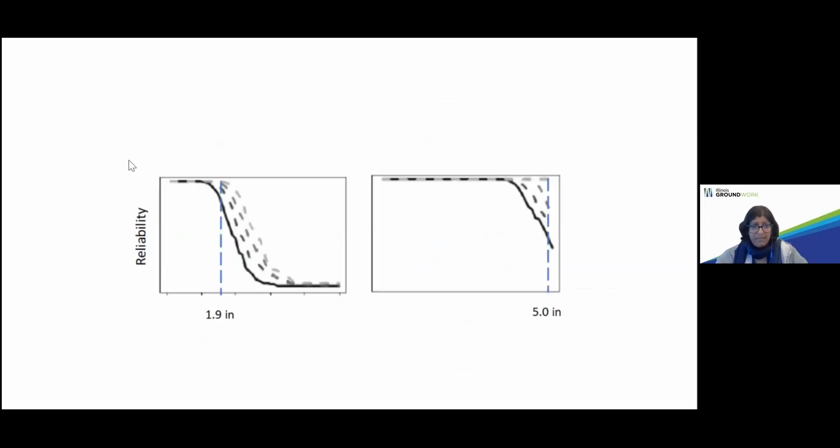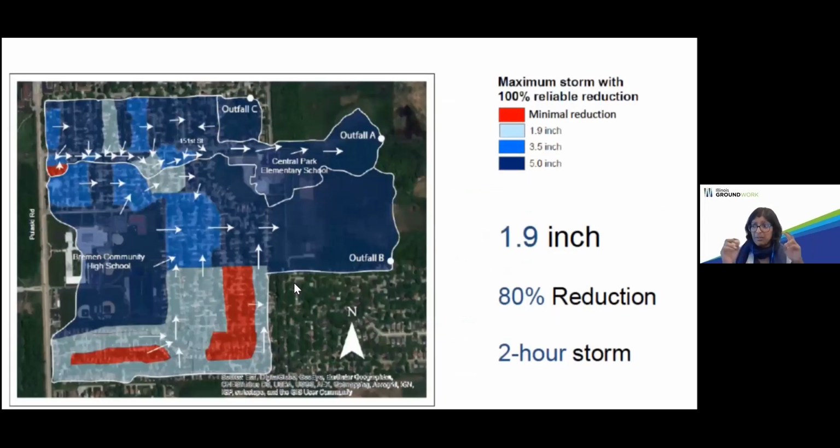And finally, we combine these data and our pre-generated reliability curves to determine the largest possible storm that green infrastructure in a subcatchment could handle with 100% reliability. Creating a map with this maximum reliability storm allows us to identify bottleneck neighborhoods where we can target additional green infrastructure investment to reduce flood risk.